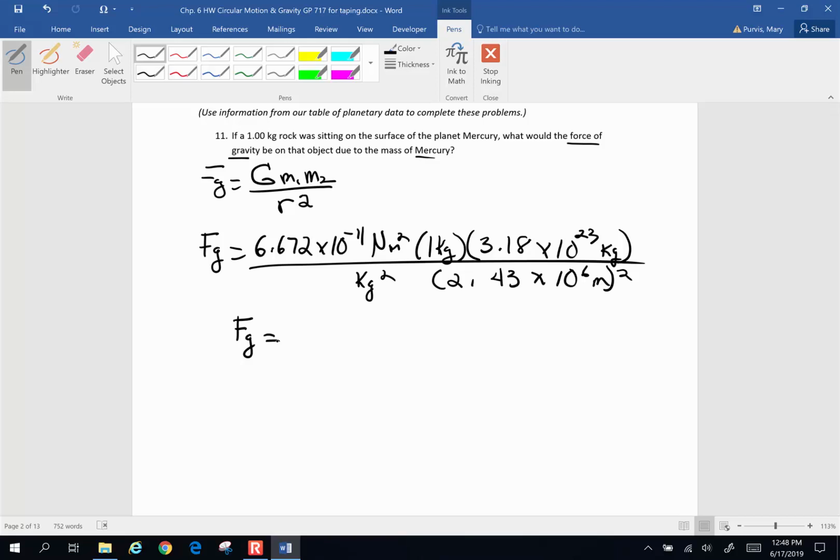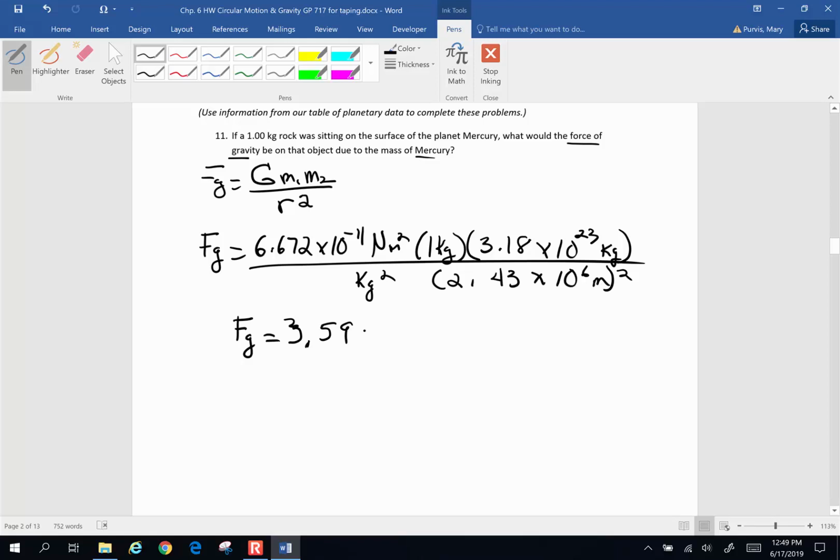So 6.672 times 10 to the negative 11th times 1 times 3.18 times 10 to the 23rd, equals, divided by, open parentheses, 2.43 times 10 to the 6th, squared, close parentheses, equals, and I get 3.59, if I round it to 3 sig figs.